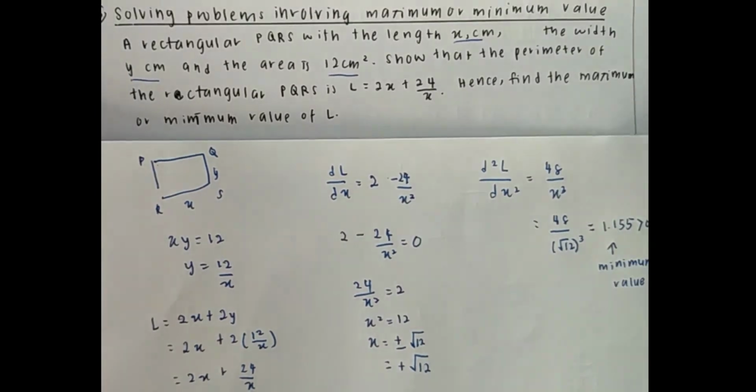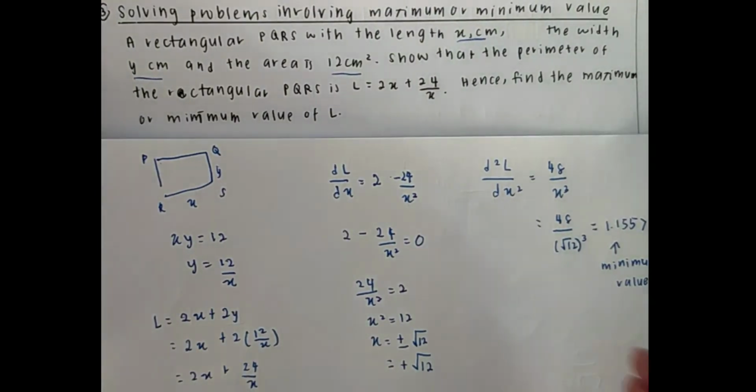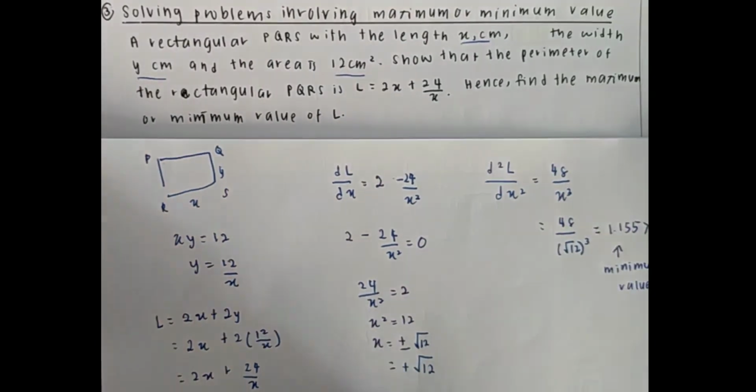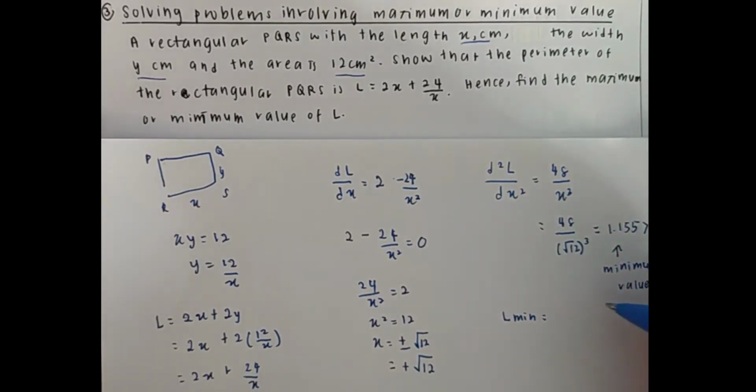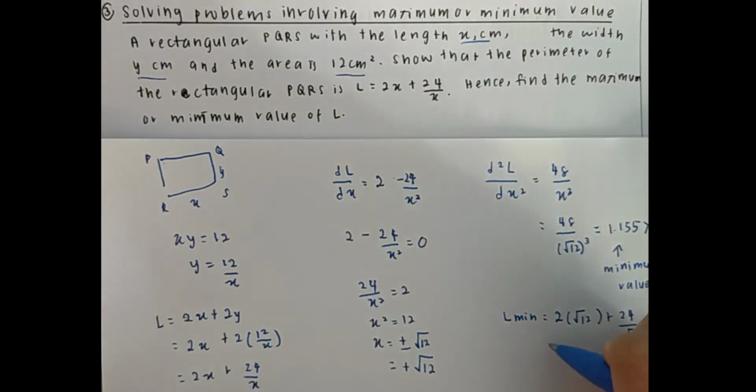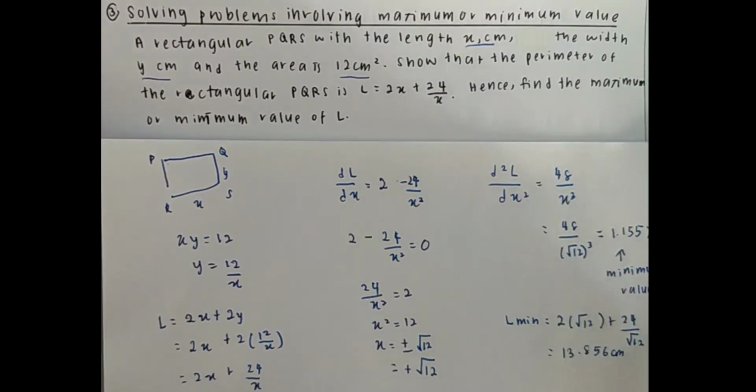Therefore, we just substitute the value of square root 12 into L to find the L minimum. So L minimum is equal to 2 times square root 12 plus 24 over square root 12, and we will get 13.856 cm, which is the minimum value of L.